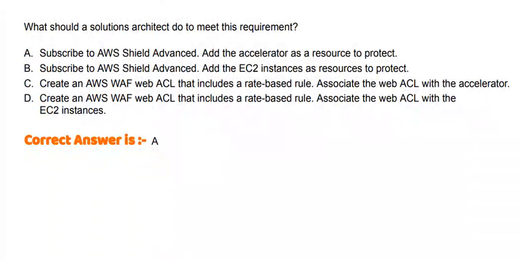And option D. Create an AWS WAF Web ACL that includes a rate-based rule. Associate the Web ACL with the EC2 instances. And the correct answer is option A.